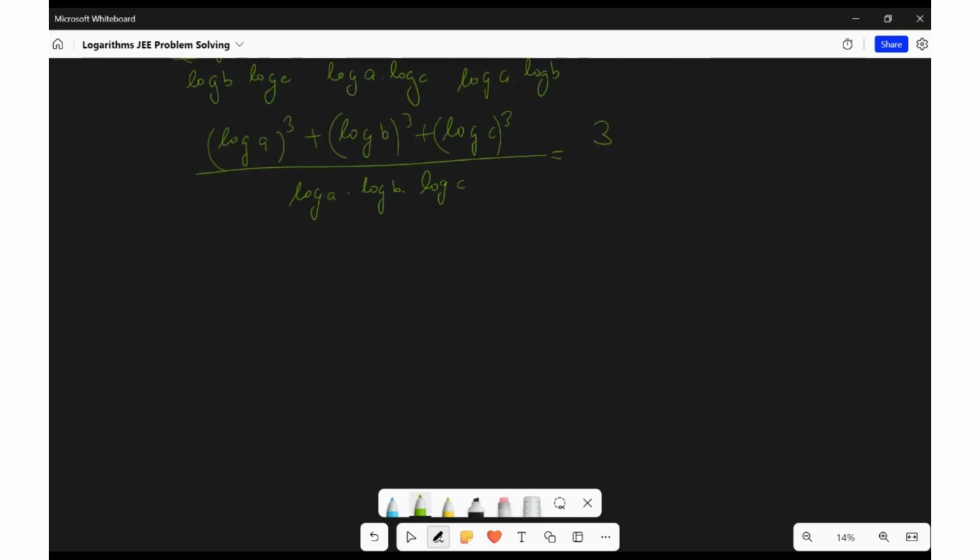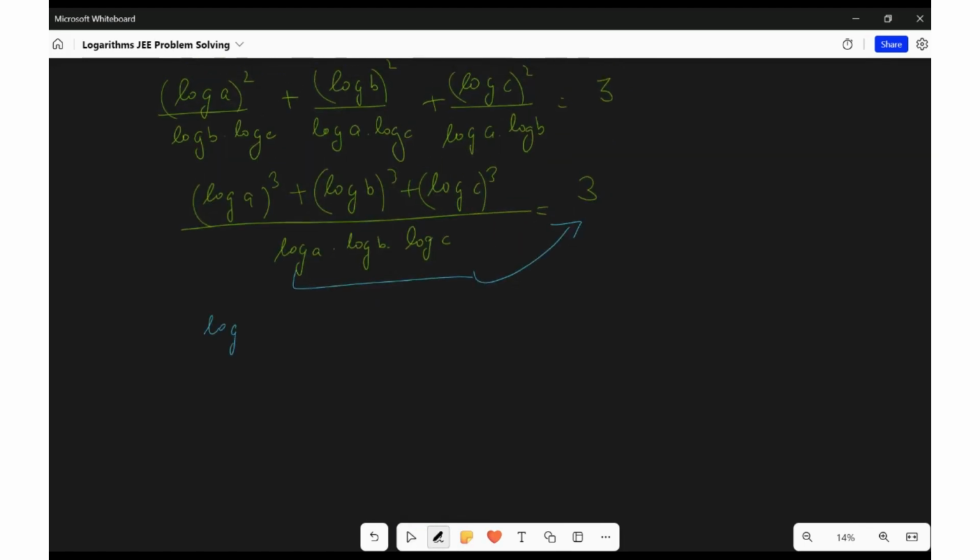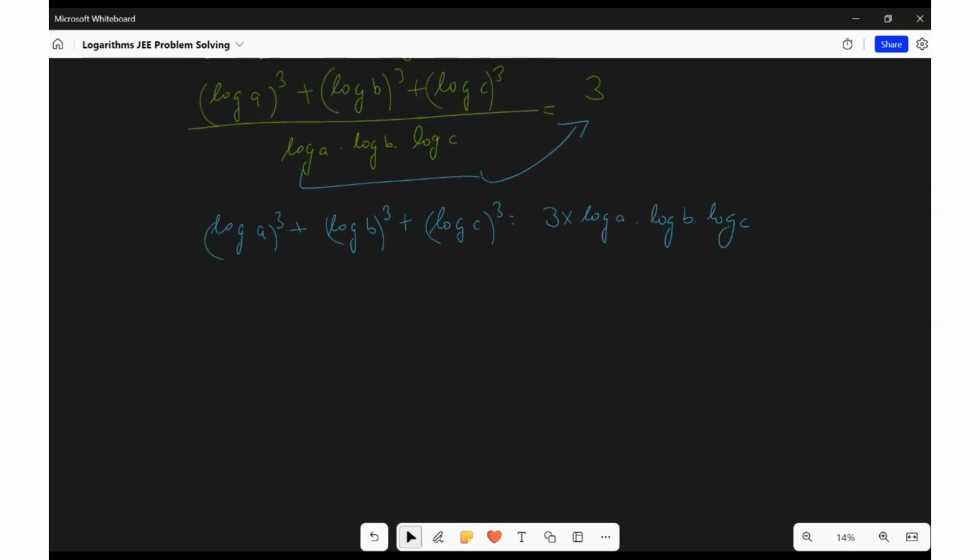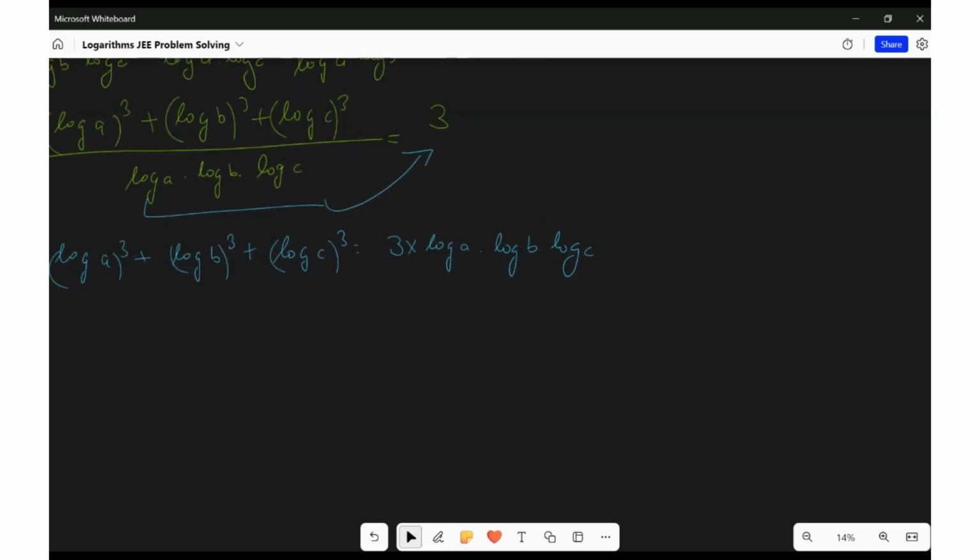Now we'll take this to the right side. So log a cube plus log b cube plus log c cube is 3 into log a into log b into log c. Now, if you look at this expression, we are getting an identity that if a cube plus b cube plus c cube is 3abc, then a plus b plus c is 0.